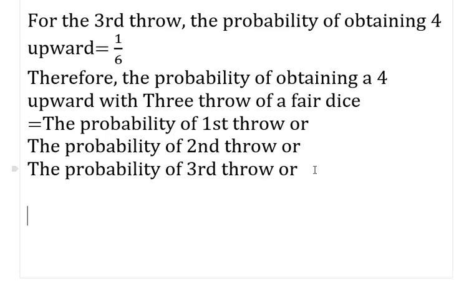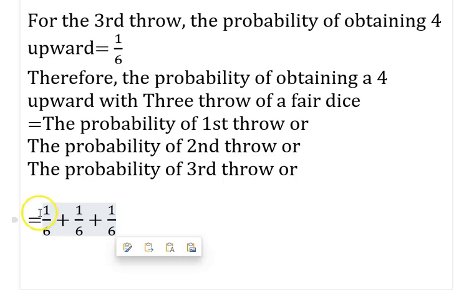By so doing, we know that the probability of first throw is 1 over 6. The probability of second throw is 1 over 6. And the probability of third throw is also what? 1 over 6. Therefore, since we've been able to establish that all is addition. Beautiful.